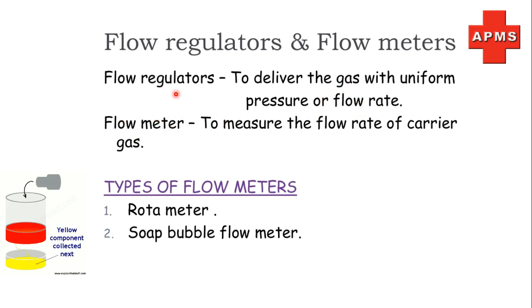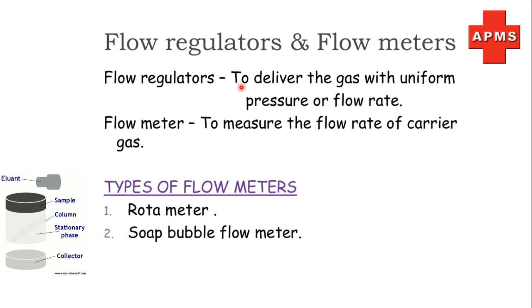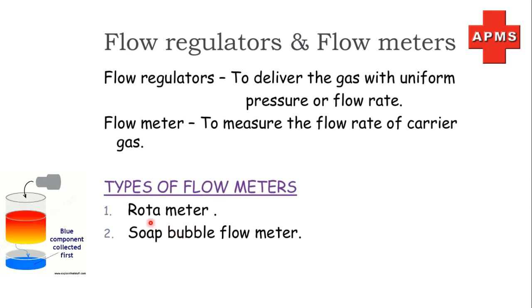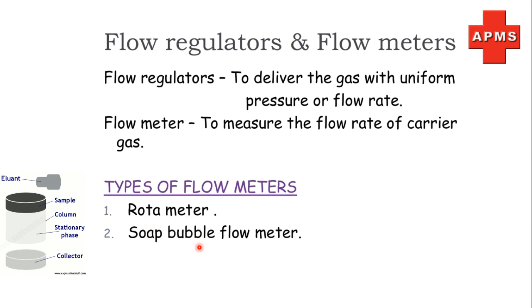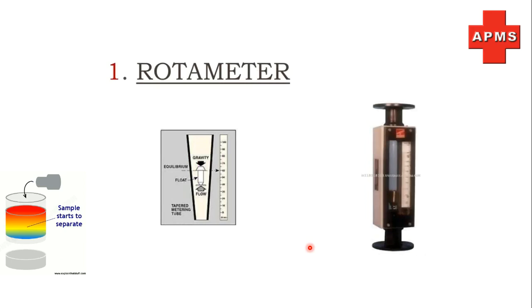Okay, so these two types of instruments are assembled together on the same side to see the flow of carrier gas inside the column. Now the types of flow meters are rotameters and soap bubble flow meter. There are two types of flow meters which are generally used in gas chromatography instrumentation: rotameters and soap bubble flow meter. So first we see what a rotameter is.